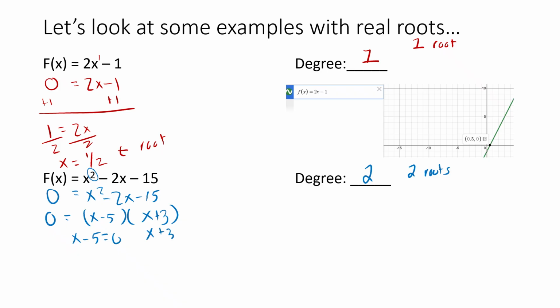could be 0 or x plus 3. Adding 5 to both sides, we get x is equal to 5, and subtracting 3, we get x is equal to negative 3, and those are the 2 roots. Those are the values of x for which the function is equal to 0. So let's take a peek at what that graph looks like.